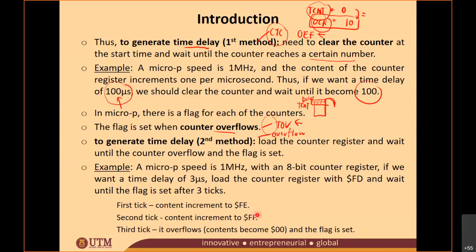Why FF? Because the counter register in the ATmega32 is only 8-bit, so the maximum number is FF, or 255. So when this value is incremented, it will become 0. And when it becomes 0, the overflow occurs and the flag is set. Okay, so this is how to generate a delay by using the overflow method.